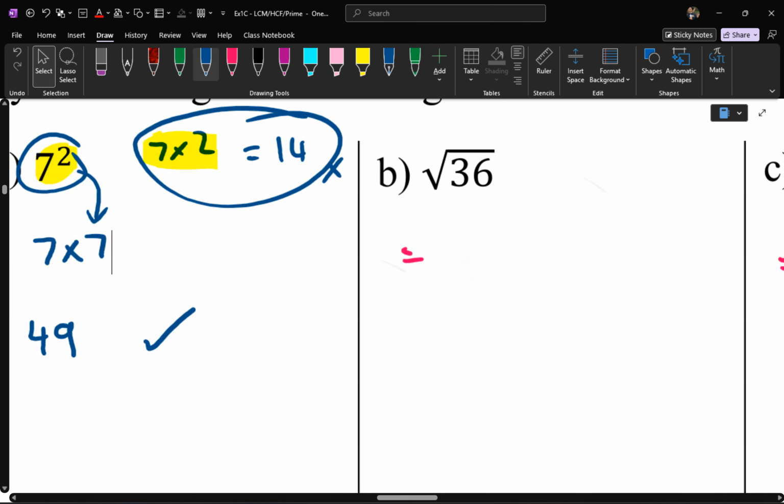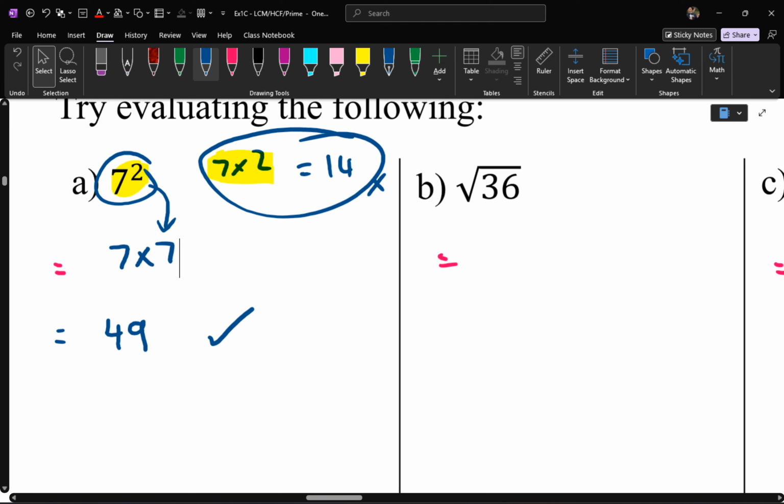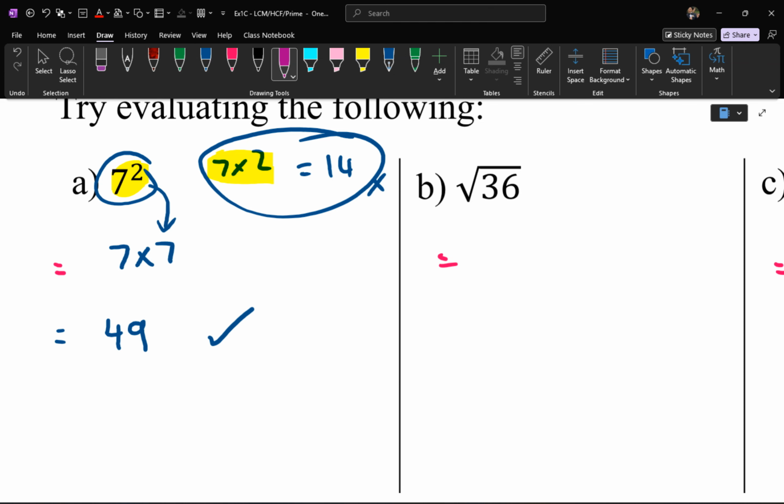Next one. Root of 36 means something times itself gives you 36. What is that number? Can I please have... Let's go, Jacob. 6 is the correct answer. Give yourselves a tick if you got that right.